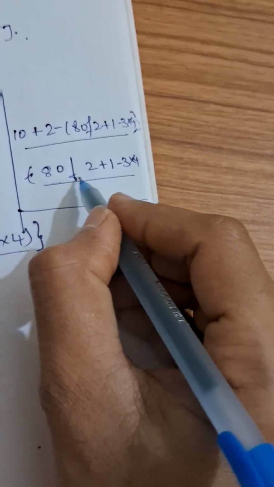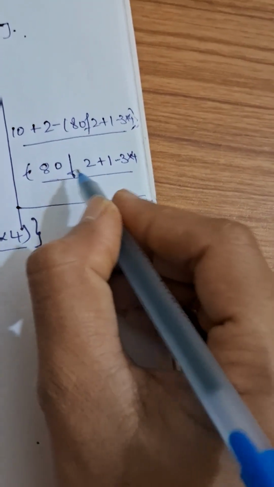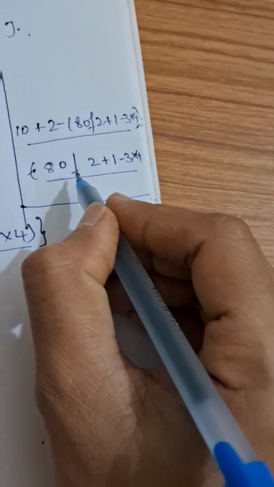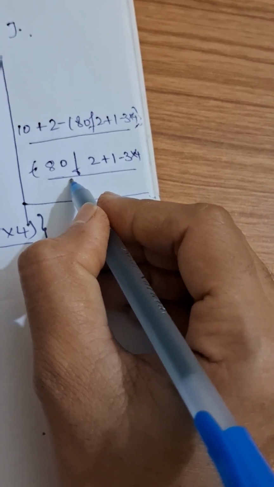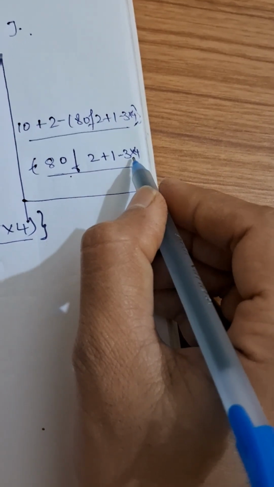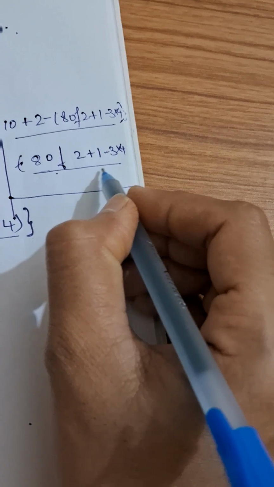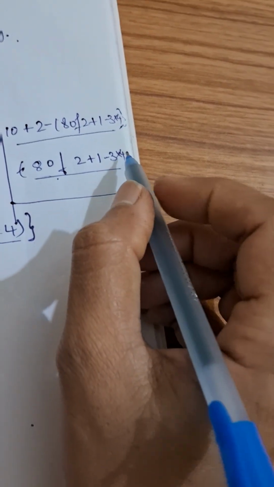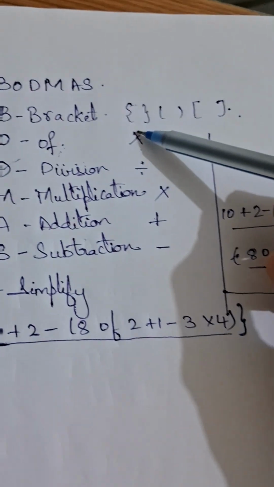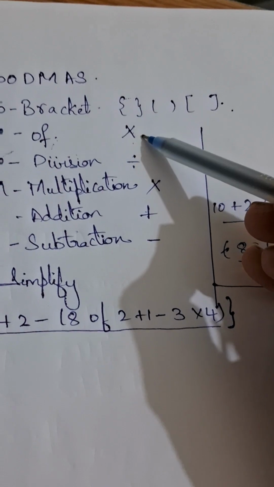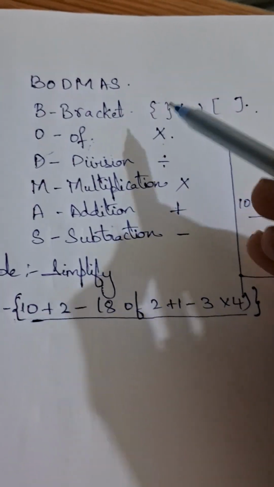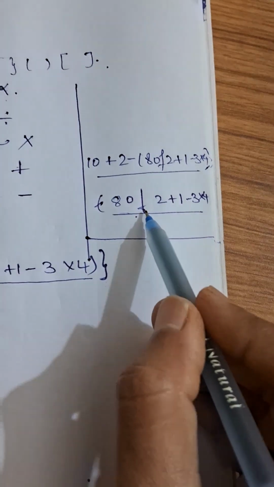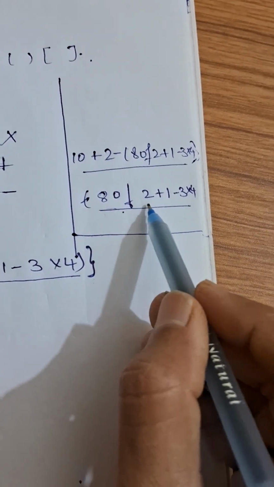Then you observe in this term what operations are present. First one is of, plus, minus, multiplication. Now from these four symbols, from BODMAS, first you will get multiplication, OF. Off is present in this term. So first you have to solve off.